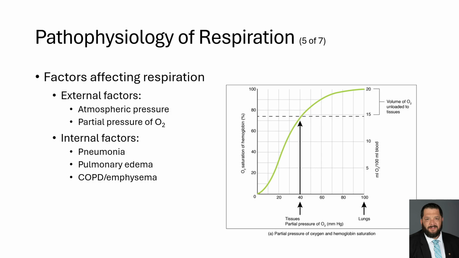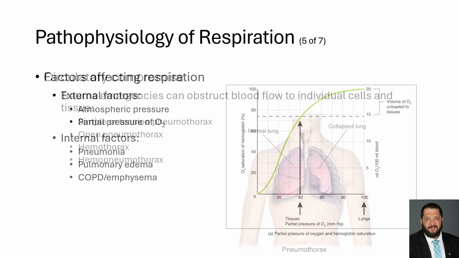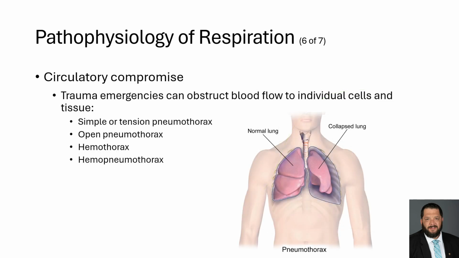And then internal factors like pneumonia, we discussed earlier, pulmonary edema, this is fluid in the lungs, and things like COPD and emphysema, all can impact the ventilation and respiration side of that ventilation and perfusion ratio we're looking at. We can also have issues that create circulatory compromise. I mentioned this a little bit with the pulmonary emboli. Trauma emergencies can also obstruct blood flow to individual cells.